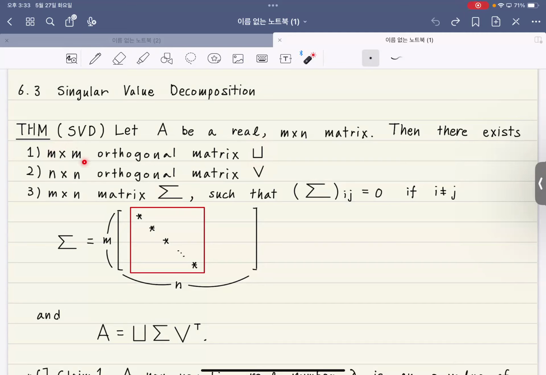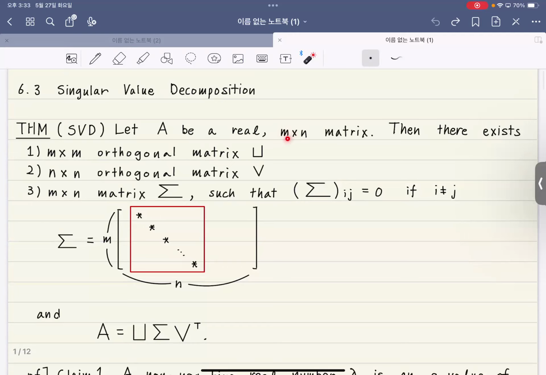U is an m by m orthogonal matrix. You know what I mean by orthogonal matrix: the columns of an orthogonal matrix are orthonormal to each other, right? A is an m by n matrix, U is an m by m orthogonal matrix, and V is another orthogonal matrix, which is n by n.